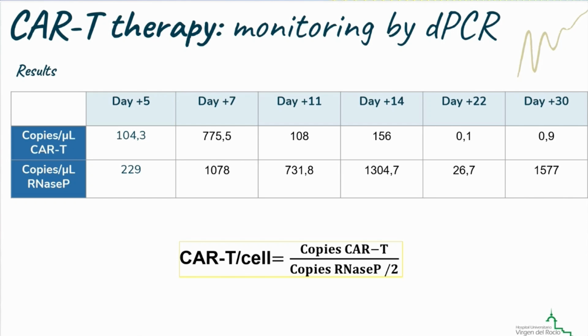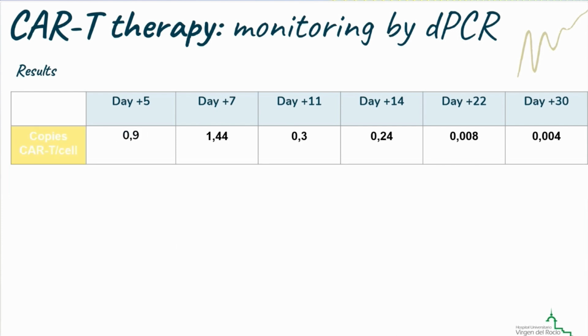And to normalize and compare this data between the different days, we applied this mathematical formula and obtained the CAR-T copies per cell. As I said before, we know that there are 2 copies of RNase P per cell, so we can calculate the number of cells as the copies of RNase P divided by 2. So here we have the same data but normalized and expressed as copies of CAR-T per cell.